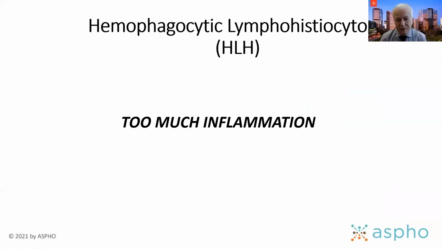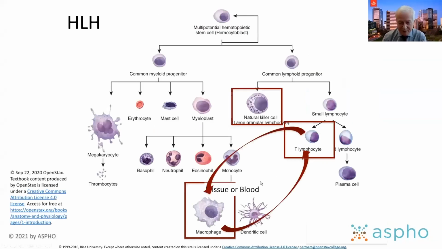So I'll switch now to the hemophagocytic syndrome, which really I think would be better known as too much inflammation. This is a disease which involves two cell lineages, the macrophage and the lymphocyte. In fact, it's the lymphocytes in HLH that are really the bad actors exciting the abnormal macrophage proliferation.